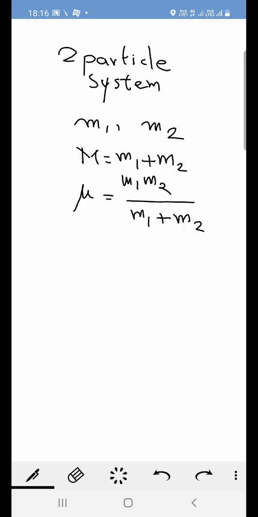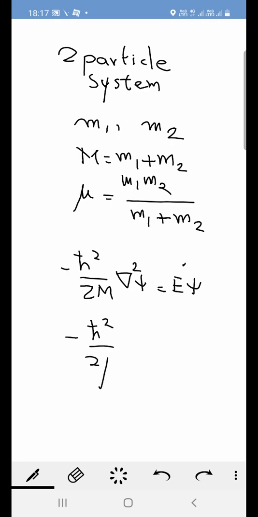We can write the Schrodinger equation as minus h cross square by 2 capital M del square psi is equal to E psi, or we can write minus h cross square by 2 mu if you consider the total particle to be a single particle. Then we will use reduced mass instead, and we will write del square psi is equal to E psi.